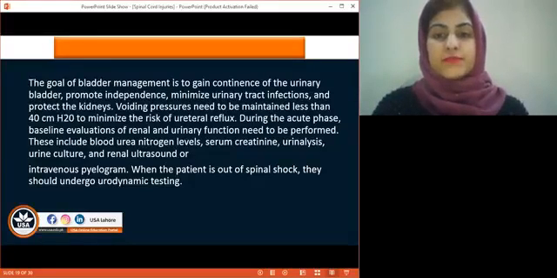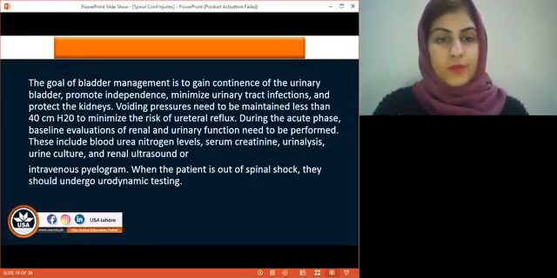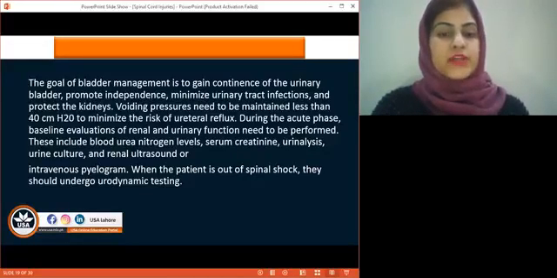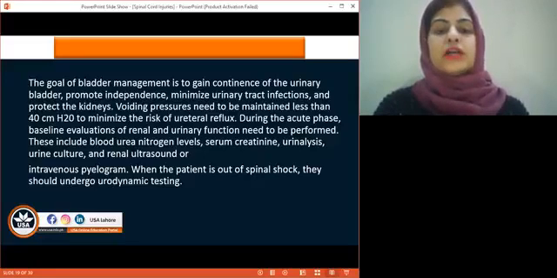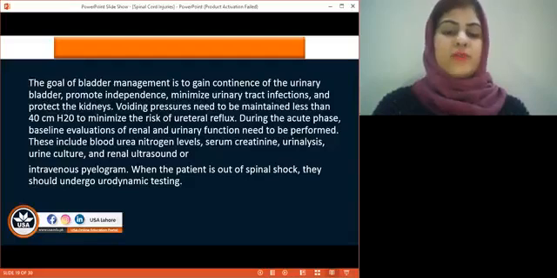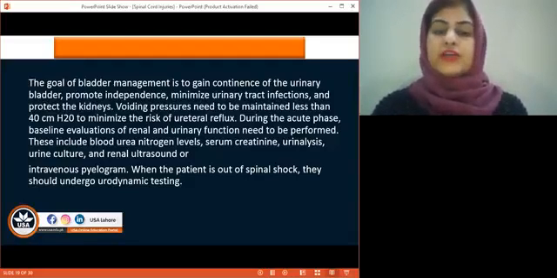urethral reflux. So during the acute phase, baseline evaluations of renal and urinary function need to be performed. These include blood urea nitrogen levels, serum creatinine, urine analysis, urine culture, and renal ultrasound or otherwise intravenous pyelogram. When the patient is out of spinal shock, they should undergo urodynamic testing.